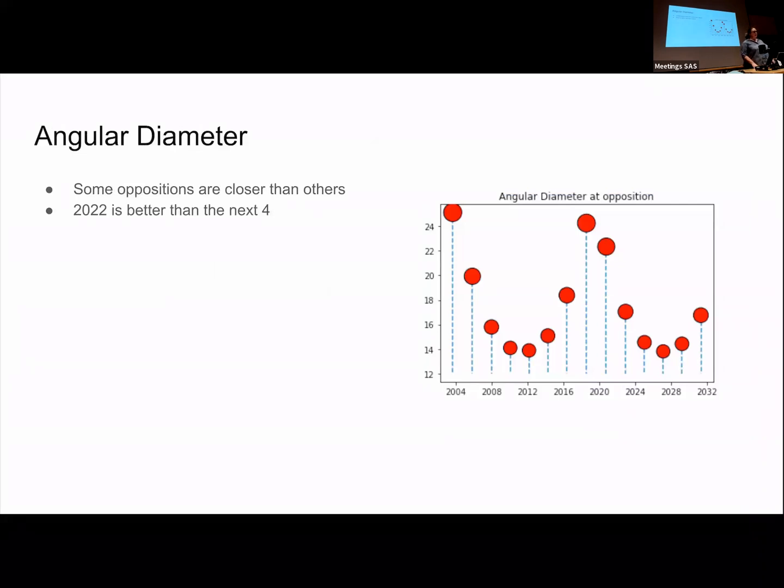And as we talked about, some oppositions are better or closer than others. So 2022 is better than the next 4, and this is another diagram that kind of shows you that. So here's our 2022 opposition. On the y-axis here, it's showing you the angular diameter at opposition. So this one back here in August of 2003 was about 25 arc seconds. It's a lot bigger than we're going to see this year at 17.2. But the next few are significantly smaller. So this is definitely a get while the getting is good kind of a thing.